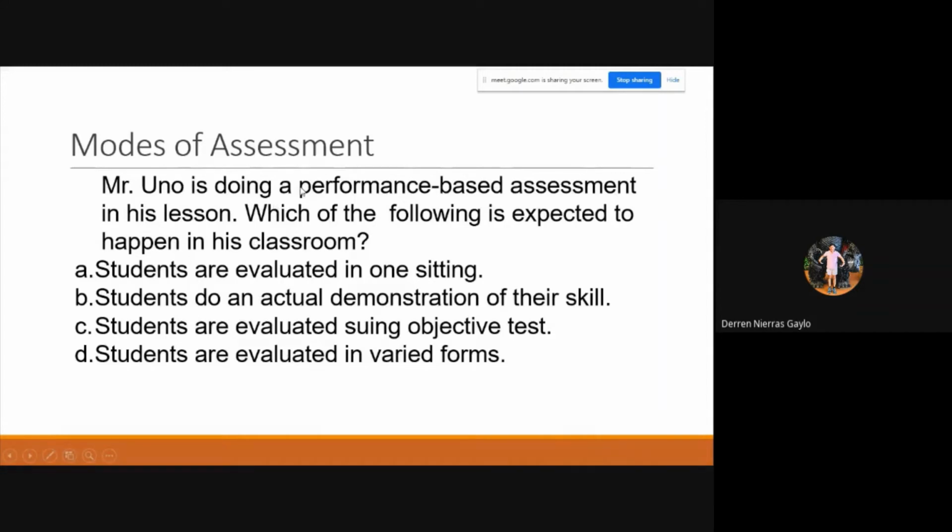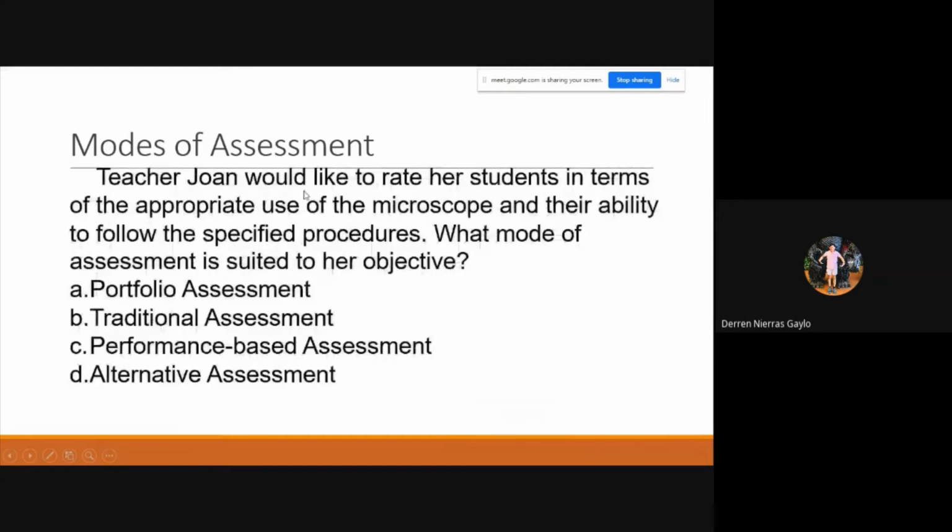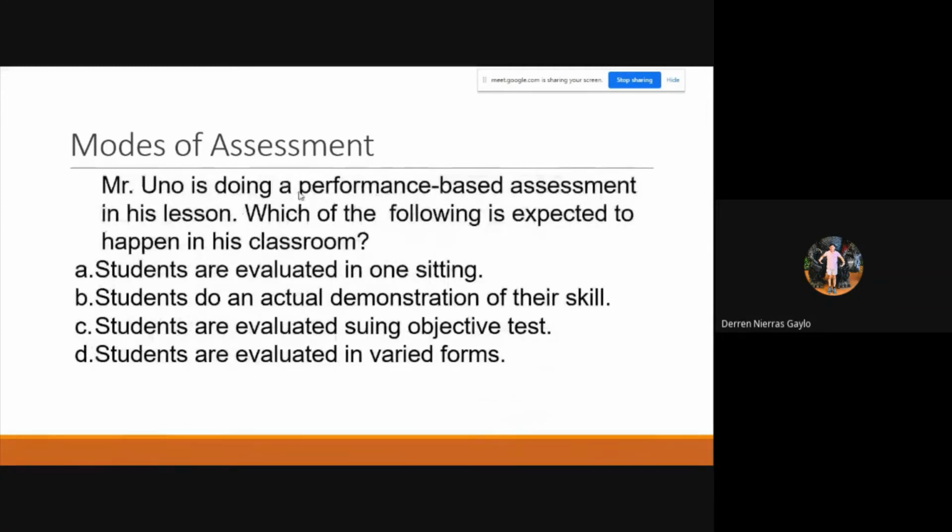You have here performance-based assessment. If you say performance, it implies skill. So which of the choices talks about the skill? It's letter B. Students do an actual demonstration of their skill.